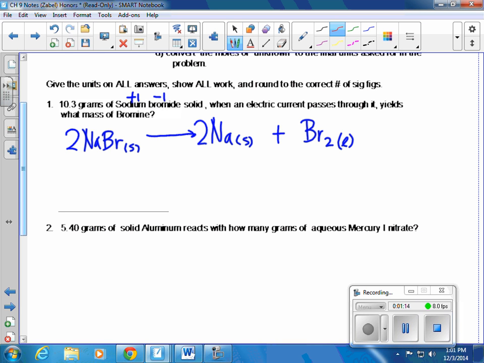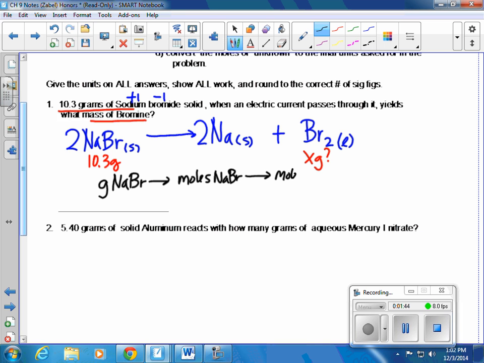So I have 10.3 grams of sodium bromide. Write that down, 10.3 grams of the substance that I have. And it says yields what mass of bromine. Again, mass is in grams, so that is going to be my X over here. If I take a look at my mole map, what I'm going to be doing is grams of sodium bromide, change that into moles. So always go grams to moles. Then I'm going to do my mole to mole ratio, going to moles of what I'm looking for, which is my bromine. And then finally, I'll be able to convert it into grams of bromine.